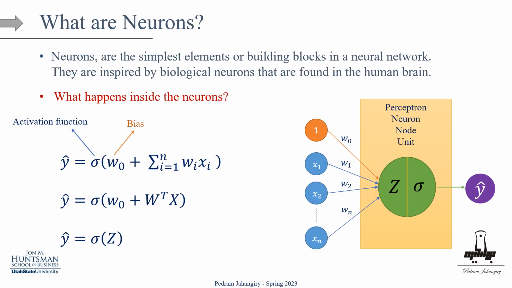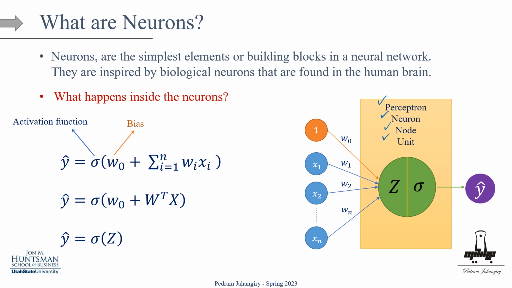Now, let's talk about the more formal definition of neurons, actually, at least the deep learning version of that, right? So neurons, they have different names as well. So we call them perceptron, neuron, node, or unit, right? So usually we go with the term neuron or node in the deep learning language. These are the simplest elements or the building blocks in neural networks, as we said, and they're inspired by biological neurons that are found in human brain.